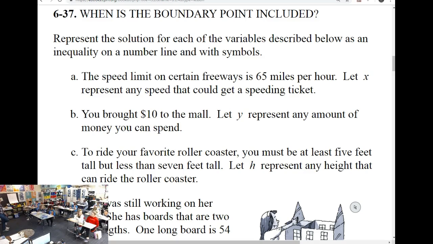So if the speed limit on a certain highway is 65 miles an hour, make a graph and shade what could get you a ticket.